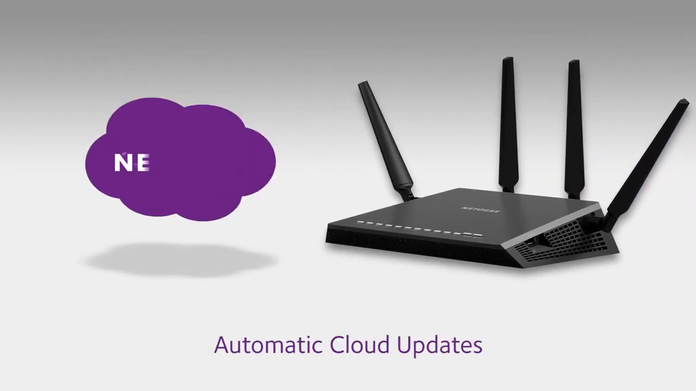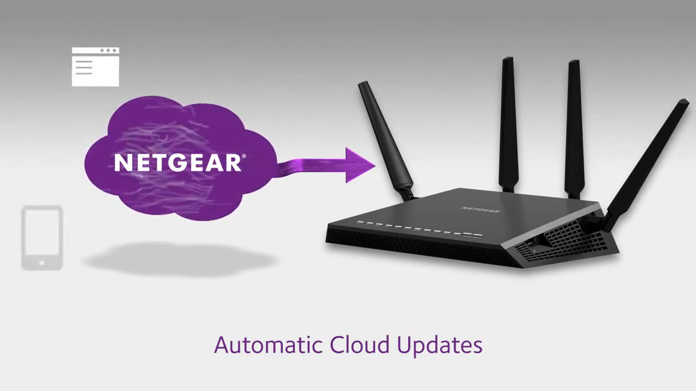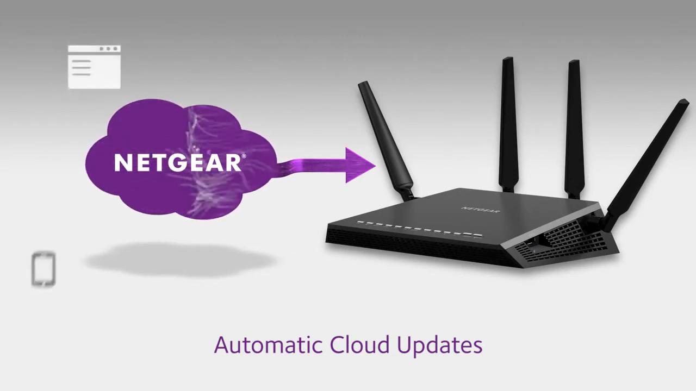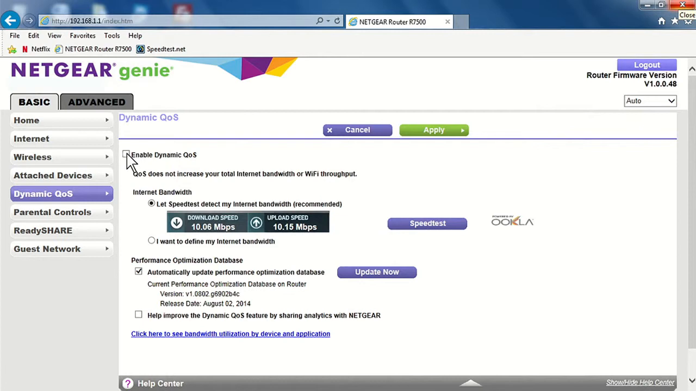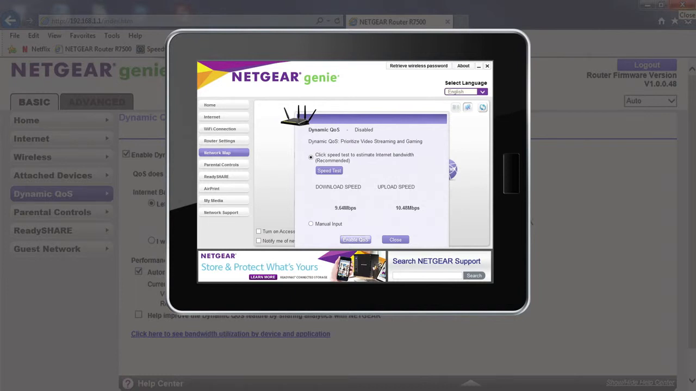Fourth, cloud updates. The NETGEAR router automatically stays up to date with the latest apps and devices with regular updates from the NETGEAR cloud. Now let's see the difference Dynamic QoS makes. One click in the user interface turns on the router's Dynamic QoS. Or, with just a couple taps, you can turn on Dynamic QoS from your mobile device.